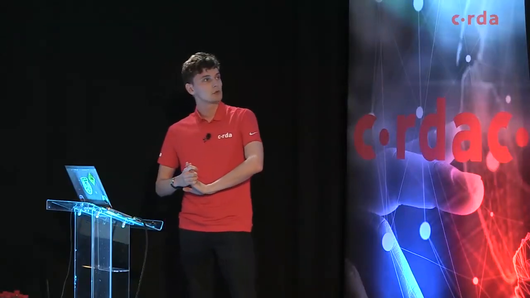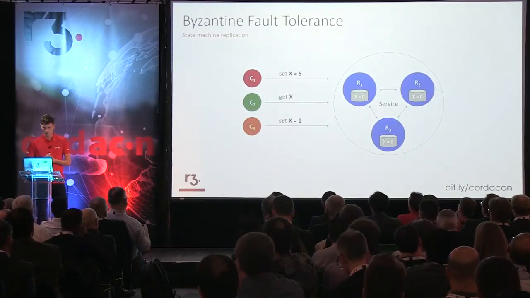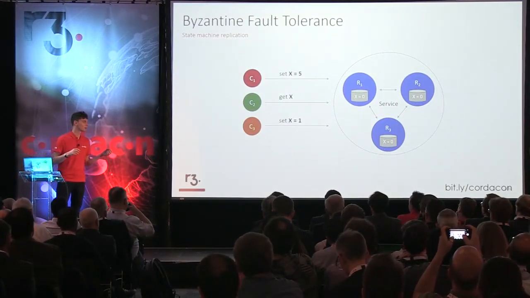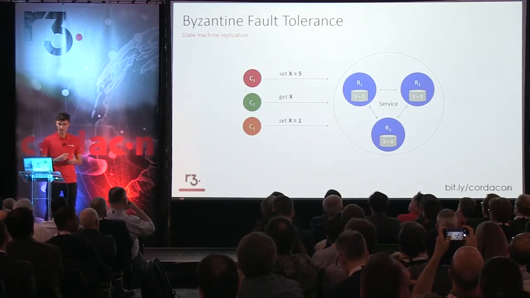So let's move on to Byzantine fault tolerance now. The term Byzantine fault effectively just means that a node in the system can fail arbitrarily and can exhibit some malicious behavior. And this family of protocols originates from database replication mechanisms.